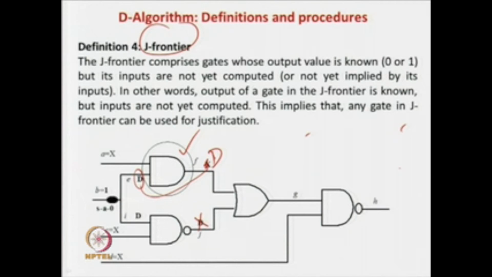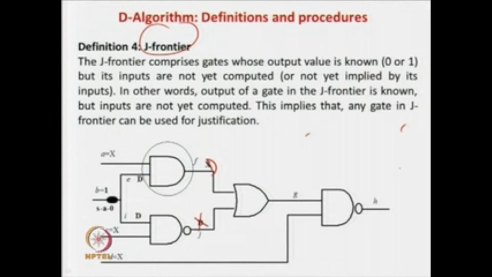Now once it is selected as the D frontier, the output is known. Once the output is known, this input is X. The basic idea of the J frontier is that you can select this appropriately to be 1 or 0, whatever be the case, so that this output is justified over here. This gate has an input of 1, so it can be used for justification of your approach. So this actually falls in the J frontier if this gate is taken as the D frontier. Okay, so the output is known and the input you can compute.